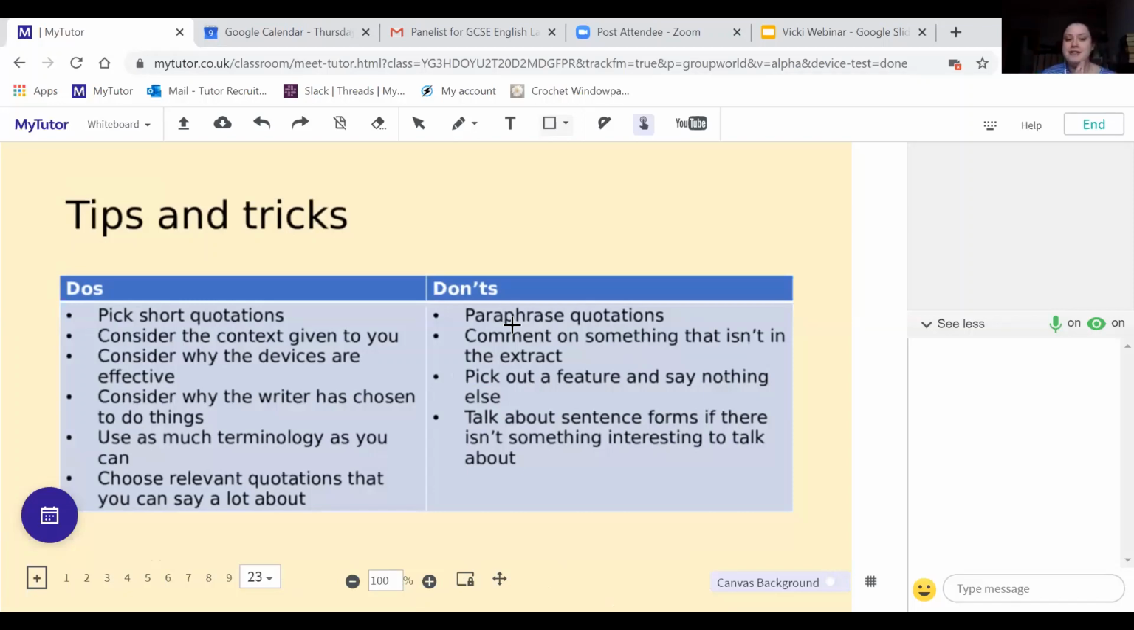Choose relevant quotations that you can say a lot about. So as I said, if there's a quotation which you think has got two features in it and a really interesting word, choose the ones that you can write a lot about. The more you can write, the better. So don't choose something like, for example, yesterday we had bird bath as alliteration. It's not interesting. You can't really say anything exciting about it. Choose something which is meaty.